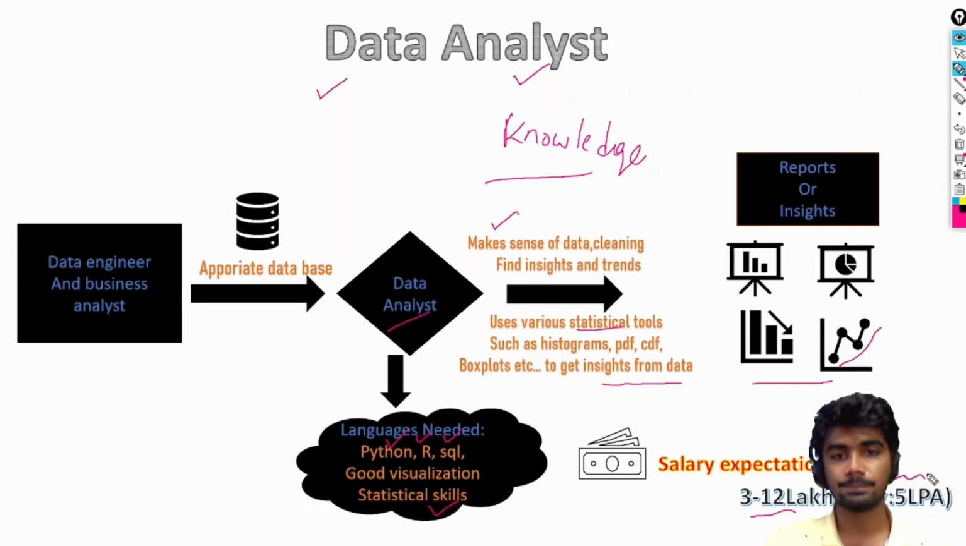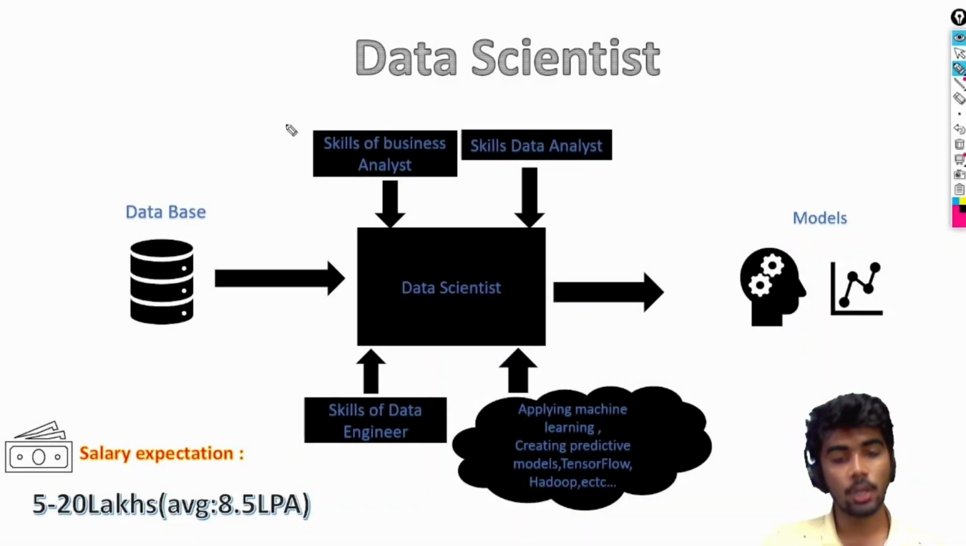lakhs per annum. The next job role that we are going to talk about is data scientist. The data scientist is a person who should combine the skills of business analyst, data analyst, and data engineer. In addition, he should have good command of machine learning algorithms, and he should be in a position to create predictive models by using the data and trying to predict future outcomes.